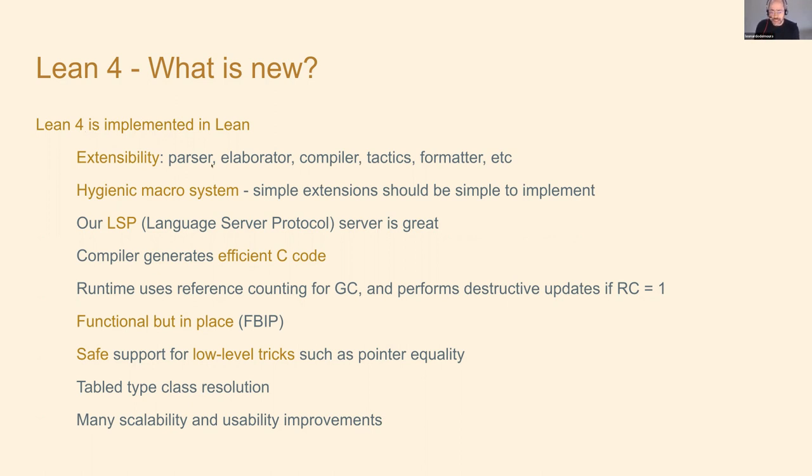Lean has a hygienic macro system. The idea here is very simple. A hygienic macro system is a macro system that prevents accidental name capture. And the idea is that we want to make sure that simple extensions are simple to implement. That's the whole point of this system.